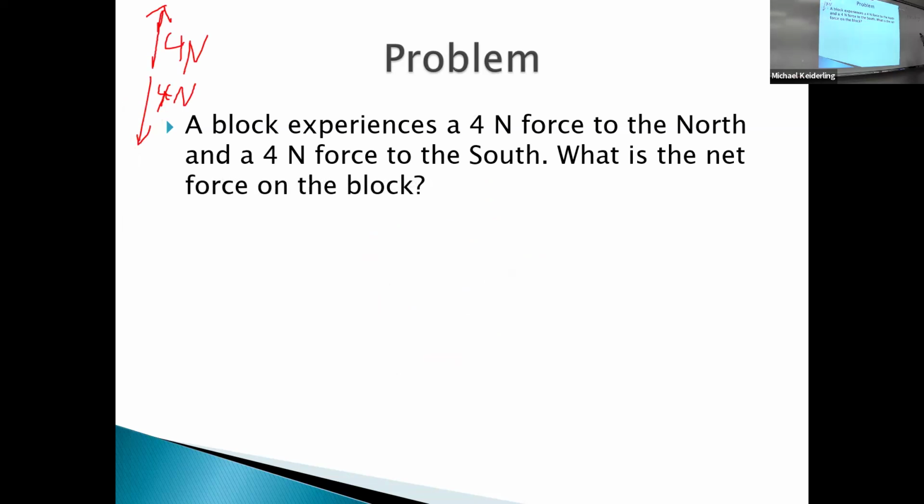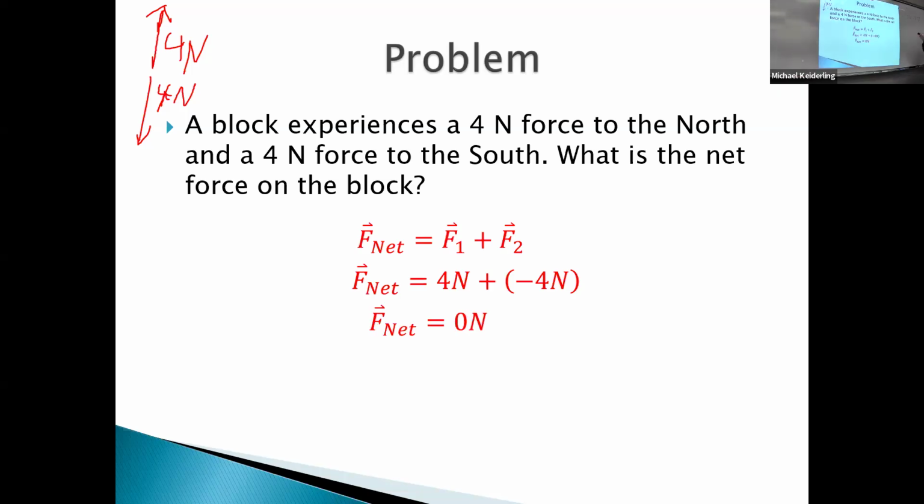Here, we have another block. This one has 4 Newtons to the north and 4 Newtons to the south. So what do you think the total force on it is? Yep, they cancel out. That force is force 1 plus force 2, 4 Newtons plus minus 4 Newtons, 0 Newtons. These forces will cancel out. They're balanced. Nothing's going to happen with this block. It's just going to sit there.